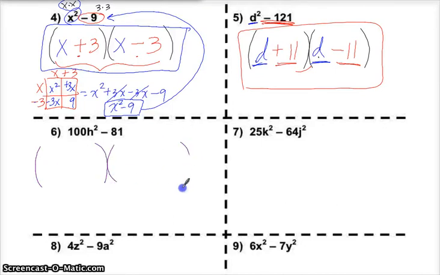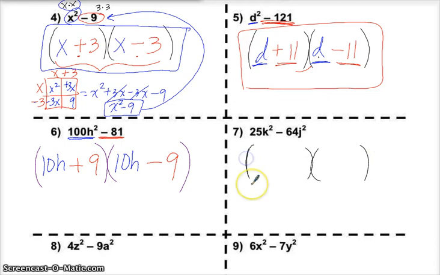Okay, make our two parentheses. What times what will give us 100h squared? Well, that's 10 times 10 to give us the 100, and h times h to give us the h squared. So I get 10h times 10h. What times what will give me negative 81? Well, that's plus 9 and minus 9. And there you have it.